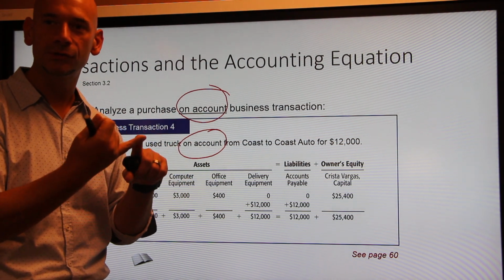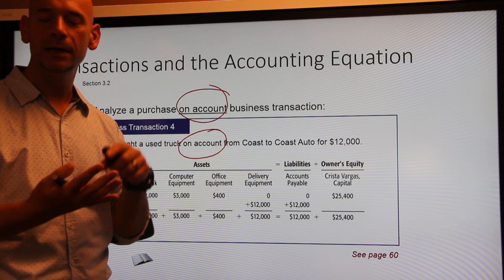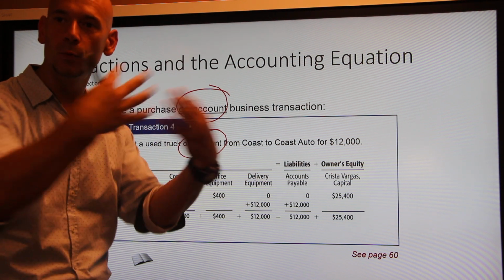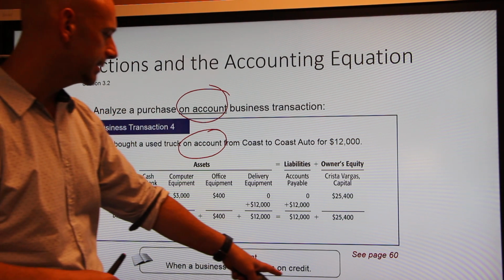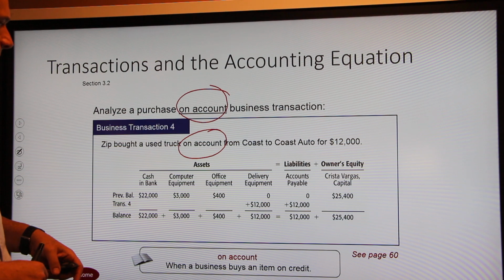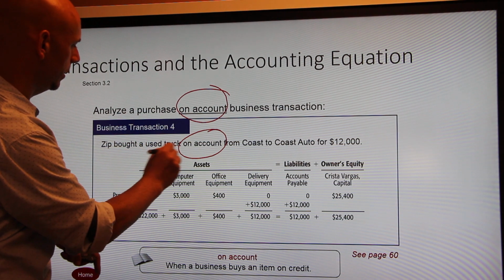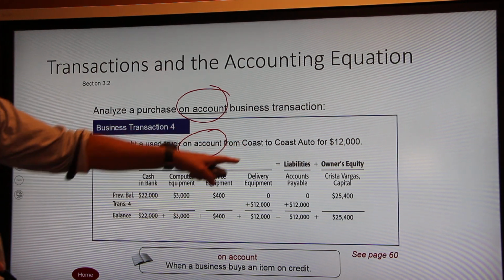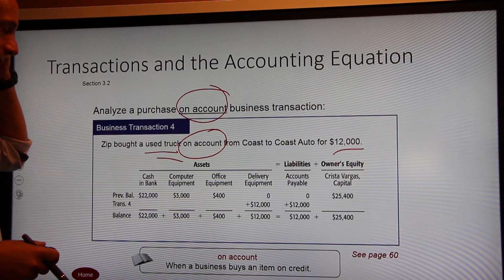And it's either going to be accounts receivable affected if we're waiting to receive the money, or it's going to be accounts payable if we're the ones who are going to pay people later. So on account is when the business buys an item on credit. So let's see. What are we doing here? Zip bought a used truck. So we bought a used truck on account from Coast to Coast Auto for $12,000. So which accounts would be affected?